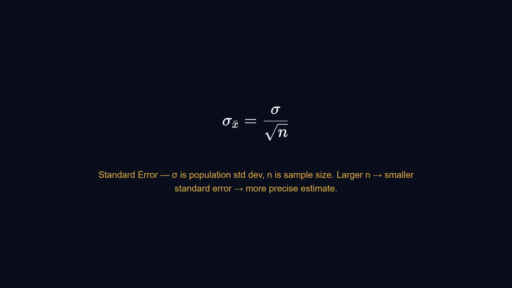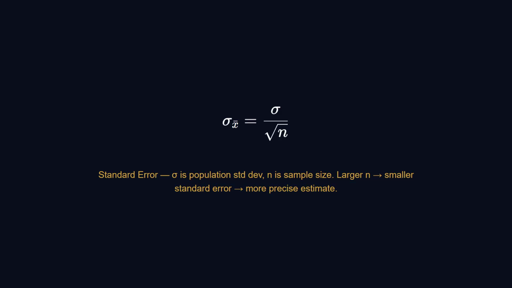Notice the square root of n in the denominator. As your sample size increases, the standard error decreases. A sample of 100 has half the standard error of a sample of 25. Because the square root of 100 is 10, and the square root of 25 is 5. 10 divided by 5 is 2. This is the mathematical reason why larger samples give more precise estimates. The sample means cluster more tightly around the true population mean.